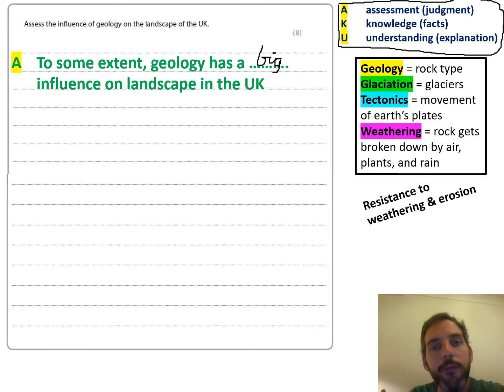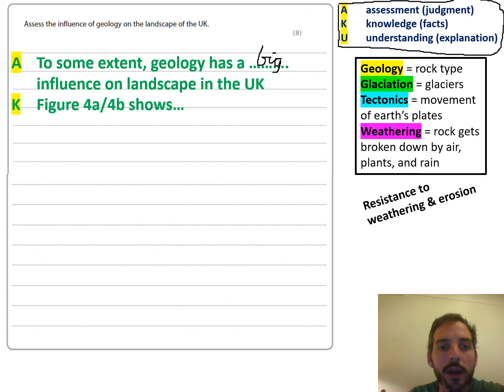Then I need to get some facts from the resource. I'm going to say that slowly and clearly. Facts from the resource. If you don't do that, you can't get top marks. You can't even get more than about 4 out of 8. So you've got to get something, and a way to do that is use this kind of language. Figure 4A, 4B shows. Literally say what you see. Well, that pattern that we looked at before, write it out.